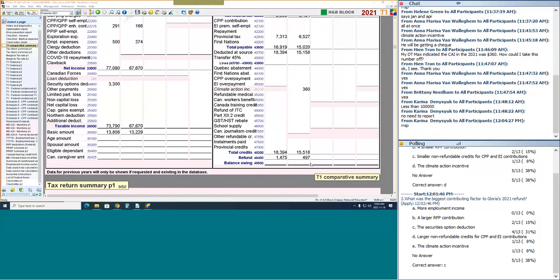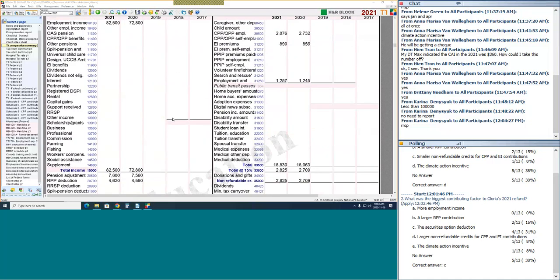Yeah, unless she does the same thing and exercises a second security options deduction, and she has no control over that because her employer may not offer one. Unless she does the same thing again, she's not going to get that large of a refund. She's going to get a much smaller refund. So you can let her know that that is something to expect.